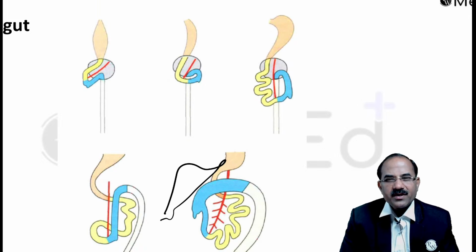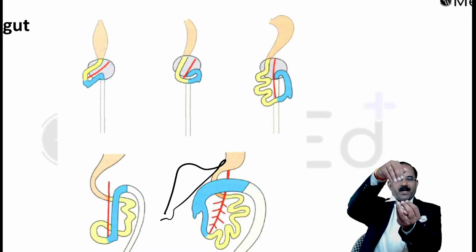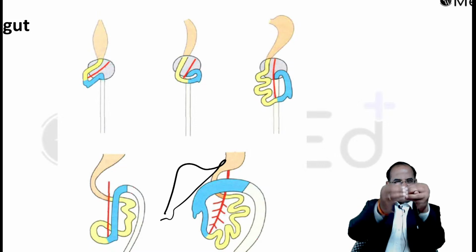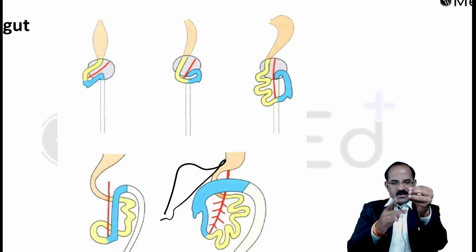Are you able to follow this, students? Look once again. The pre-arterial segment and the post-arterial segment, and that's a cecal bud. The first rotation 90 degrees, pre is on the right, post is on the left. Pre-arterial segment forms small intestines.